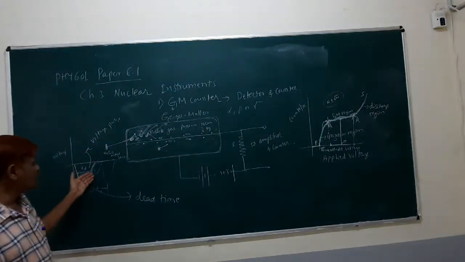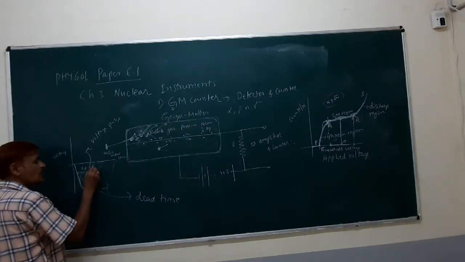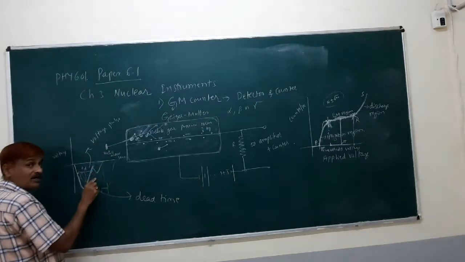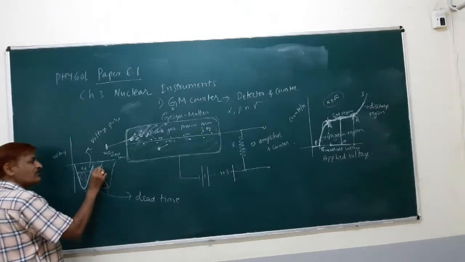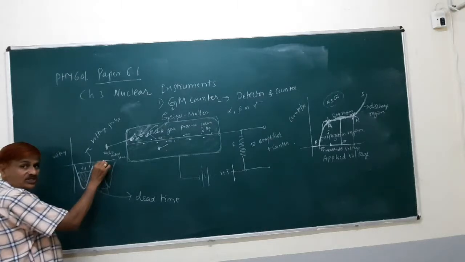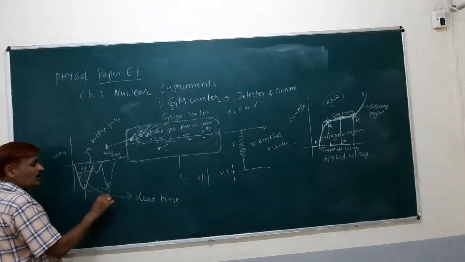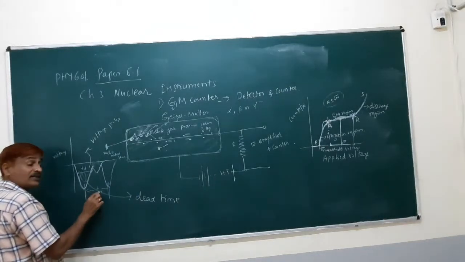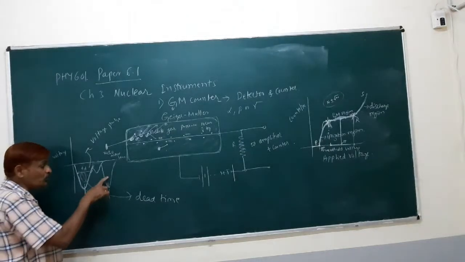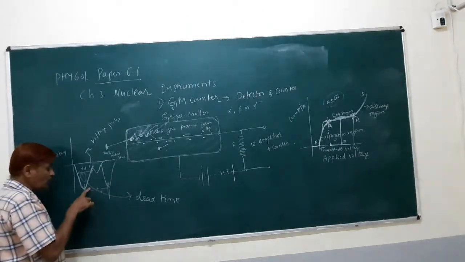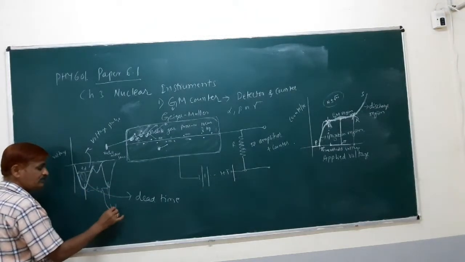Once it regains its voltage, even though it is not at the original, small pulses may start producing. But again we will get a big pulse if it regains the original voltage. And the time taken to regain its original voltage and produce the original pulse height is called recovery time.